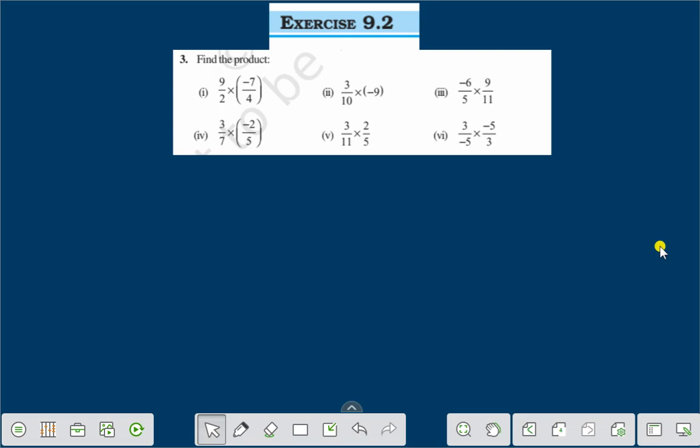Hello everyone. Today I'll discuss exercise 9.2 question number 3. Find the product of these rational numbers.